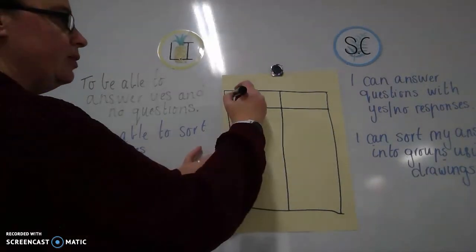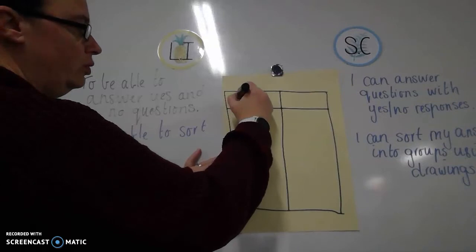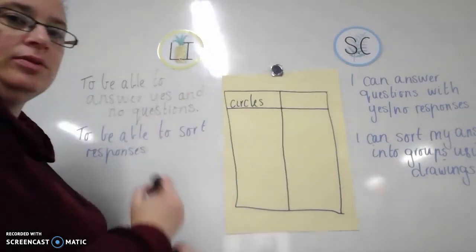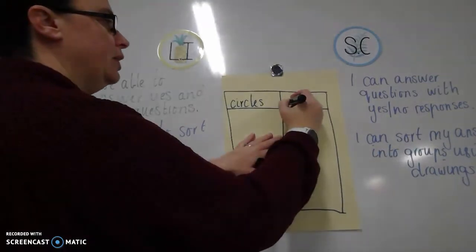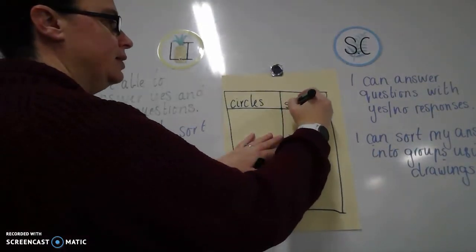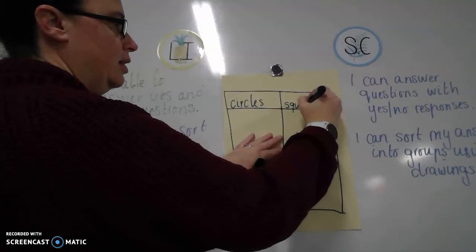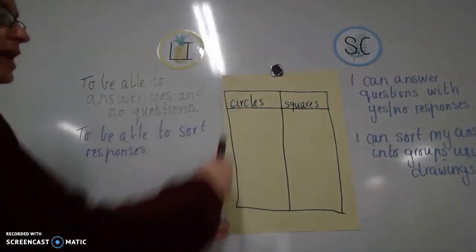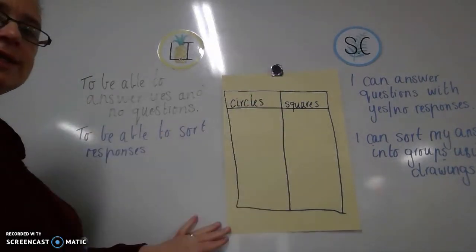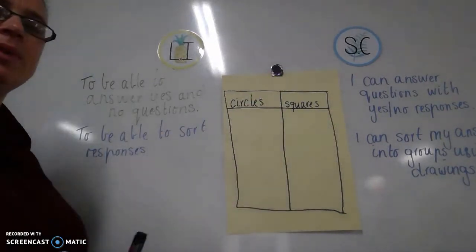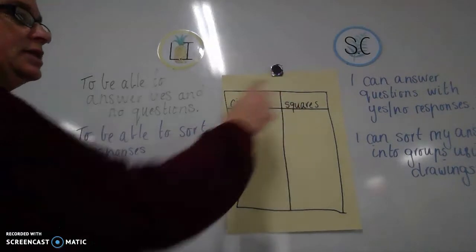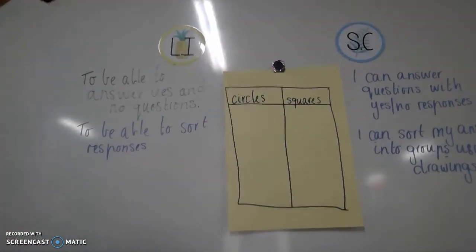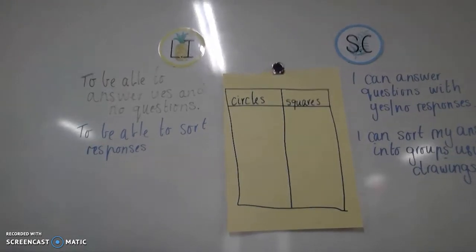And on this side, we're going to write circles like that, and on this side we're going to write squares. So we've drawn our rectangle, we've put a line down the middle, and we've put a line up the top, and we've given our headings circles and squares. That's because today we're going to be sorting circles and squares.